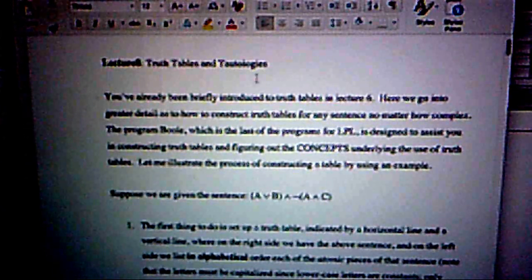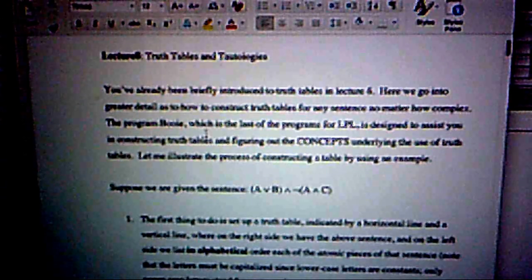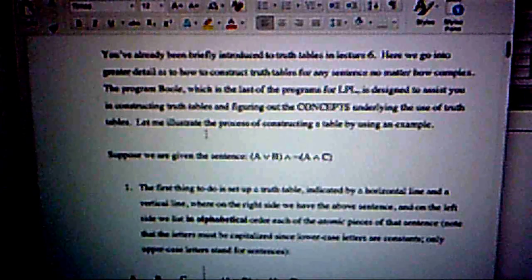Truth tables and what are called tautologies. Tautologies is something you apply to truth tables. Don't worry about the terminology. Let's talk about truth tables first. You were briefly introduced to this notion in previous lectures, that it was that cross thing, like I have right here, and that's the truth table.